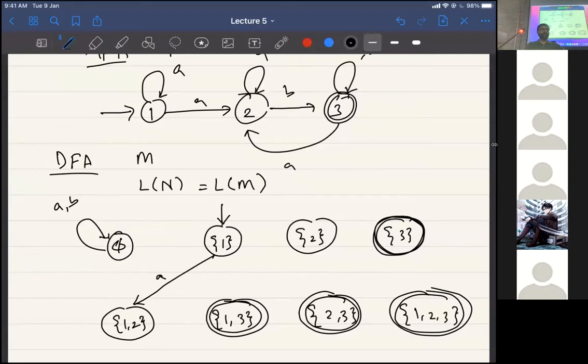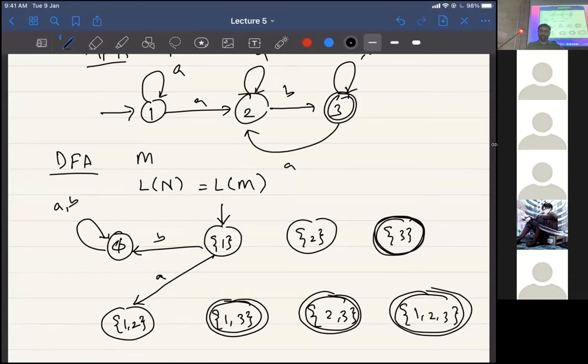What happens when the machine is in state 1 in the NFA and reads B? Where does it go? It doesn't go anywhere. It goes to the null state. Any question? Okay. So we are done with the null state and state 1. We have labeled all outgoing transitions.